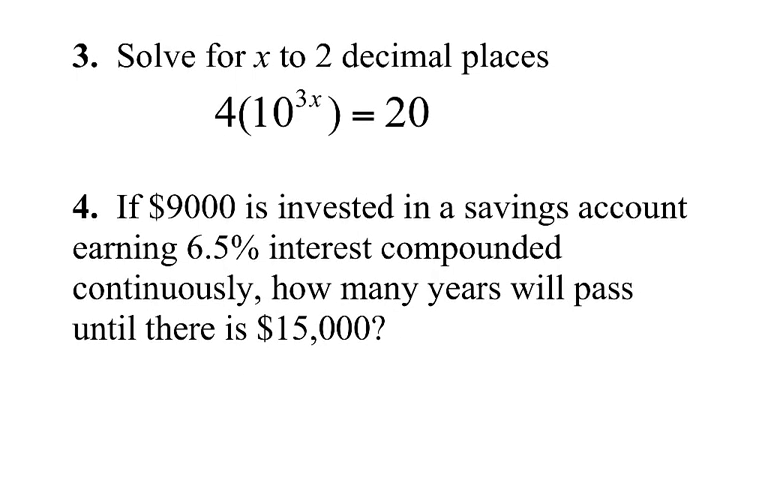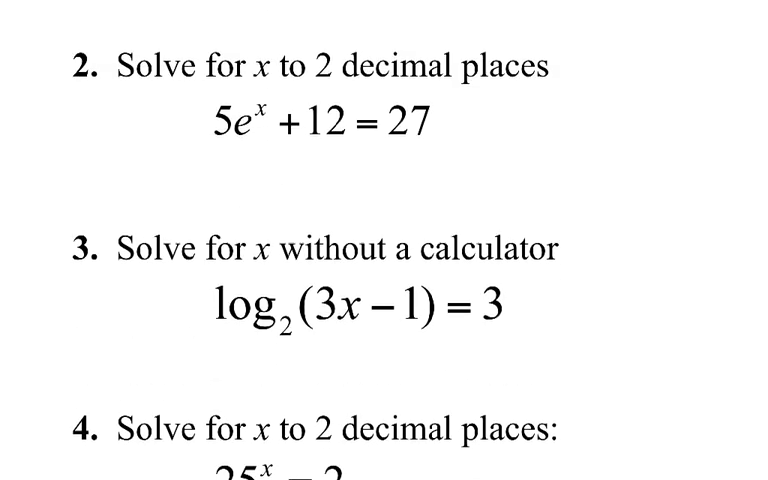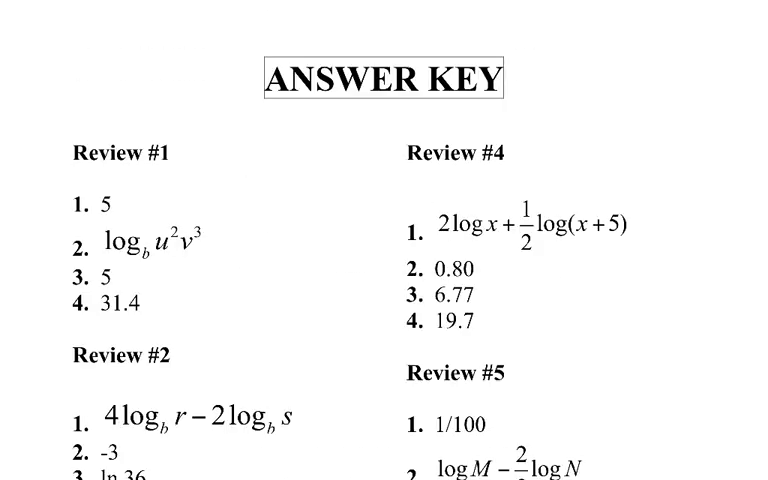There's another great one here. This one's good because it's continuously. So that's great because you're going to use a different formula, just to remind you: P of t equals p sub 0 e to the RT. But again, you're still solving for t. Any others? No, that's about it. Okay.